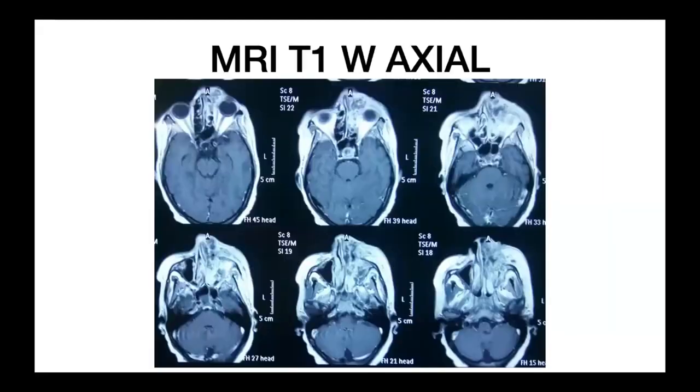This is an MRI axial scan, T1 with contrast. There is an iso-intense mass with contrast enhancement seen in the left nasal cavity involving the ethmoids and maxilla, and there is obvious extension to the extraocular muscles involving the orbit. Nasopharynx is free, no involvement of the infratemporal fossa.